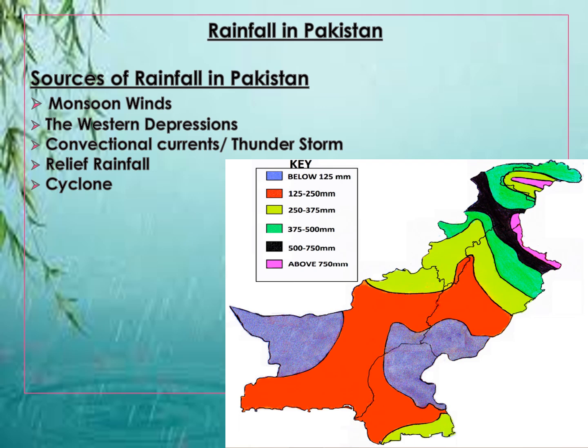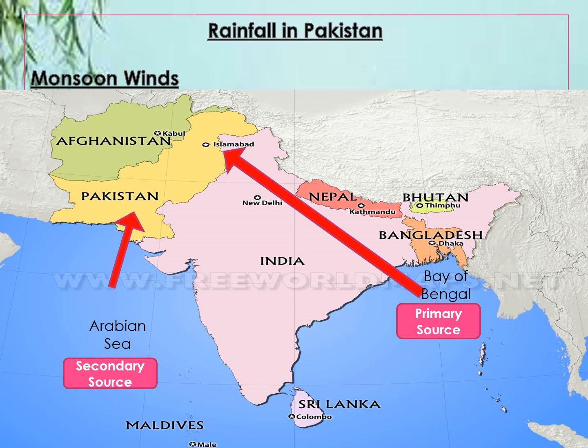Now, if we talk about the rainfall, these are the separate water drops which fall to the earth from the clouds formed by the condensation of water vapors in the atmosphere, and it is called rain. So it is again a very important question, that what are the sources of rainfall in Pakistan? We have basically the following sources, like monsoon winds, western depressions, convectional currents and thunderstorms, relief rainfall and cyclones. So we will see all these one by one. Let's discuss the monsoon winds first.